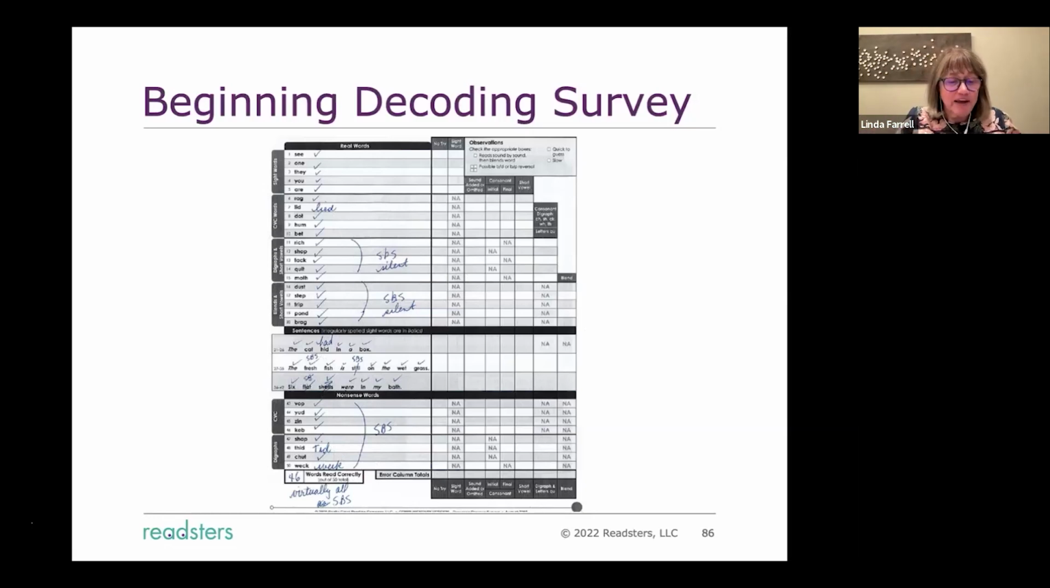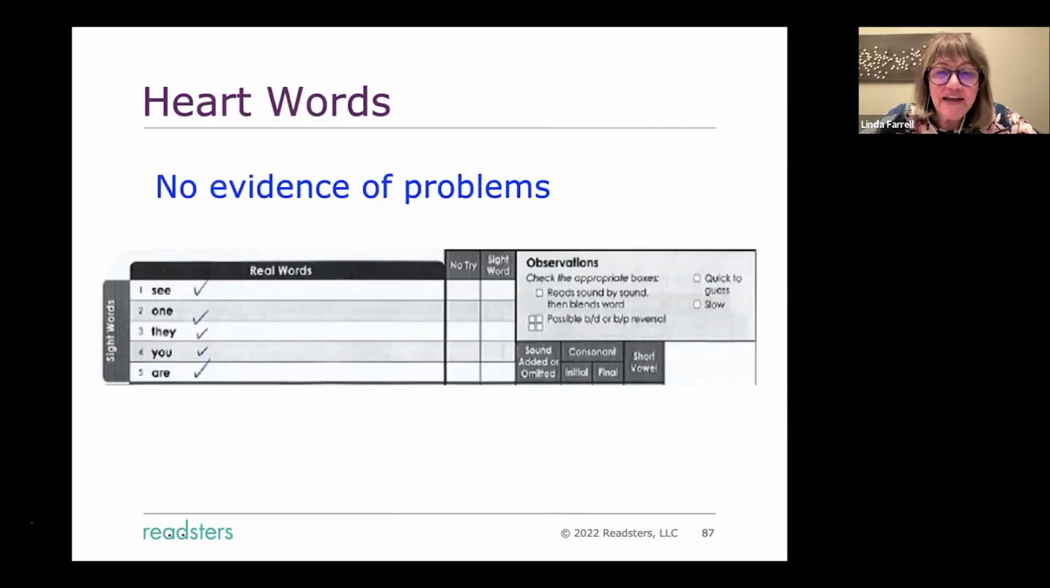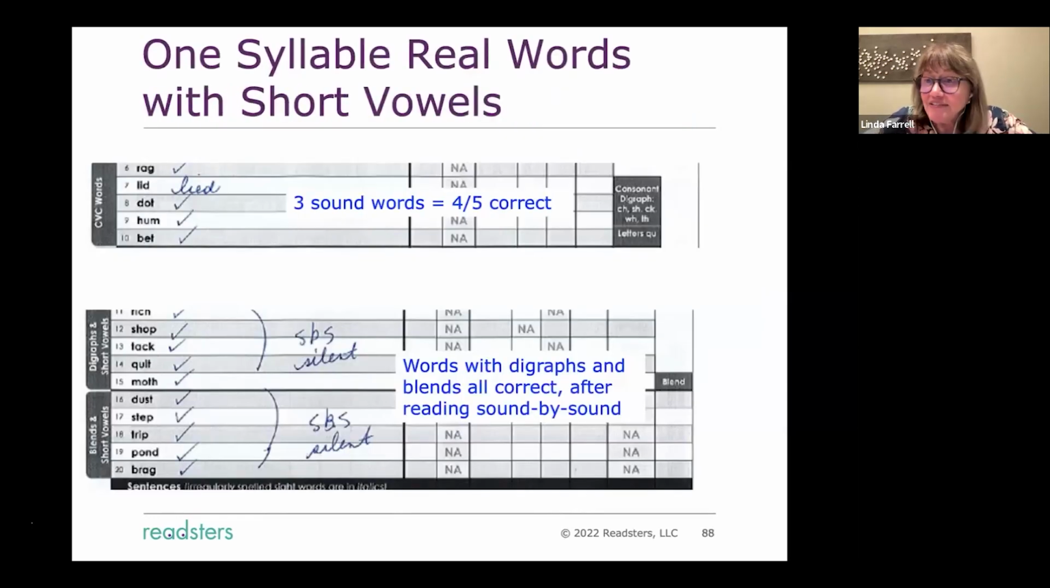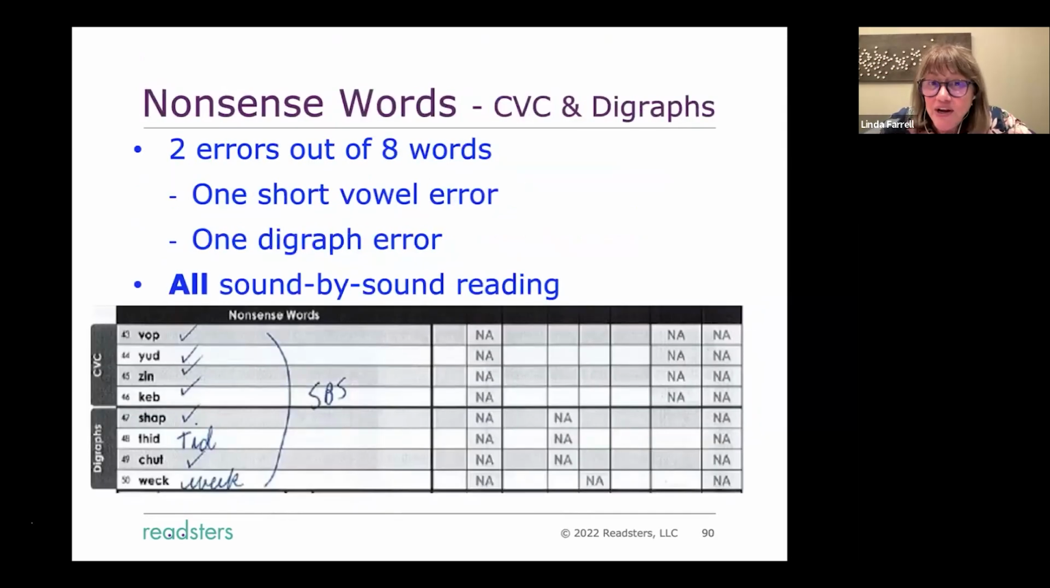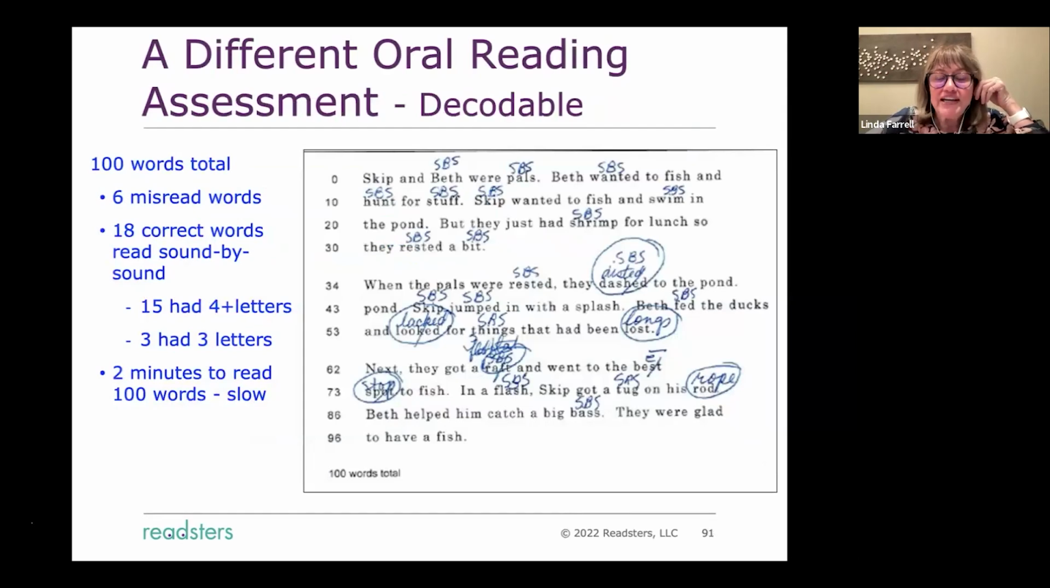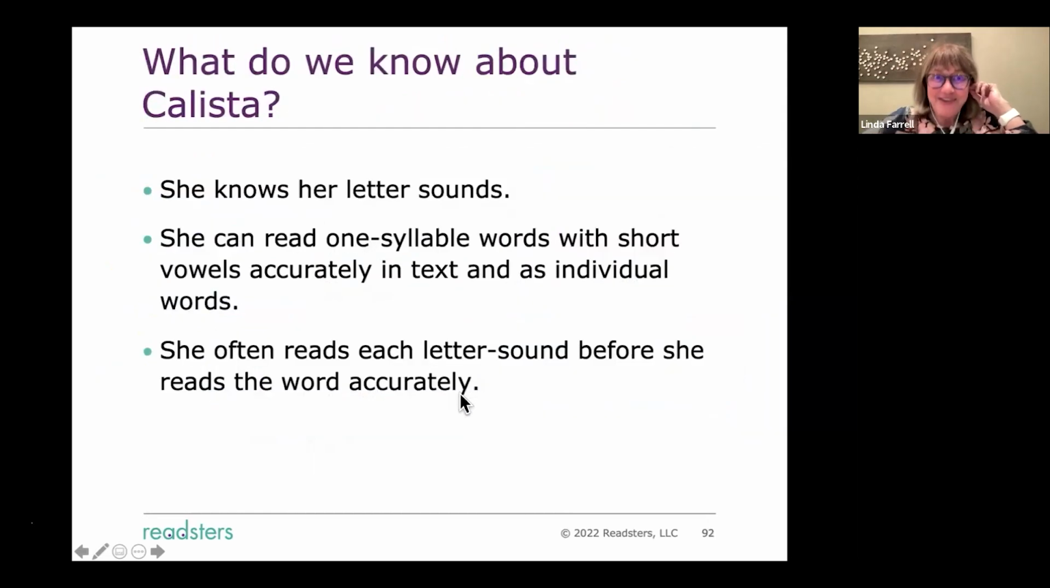There's a difference between sound by sound reading and not getting the word right, and reading them correctly. So she's getting them right. So what we know about Kalista is that she reads sound by sound. Remember, that's beginning reading. Sound by sound reading is very beginning phonics. We did have her read a decodable passage. And do you notice that all the sound by sounds in this decodable passage were short vowel words? So we know that and she's getting them right. She's just having to do sound by sound.